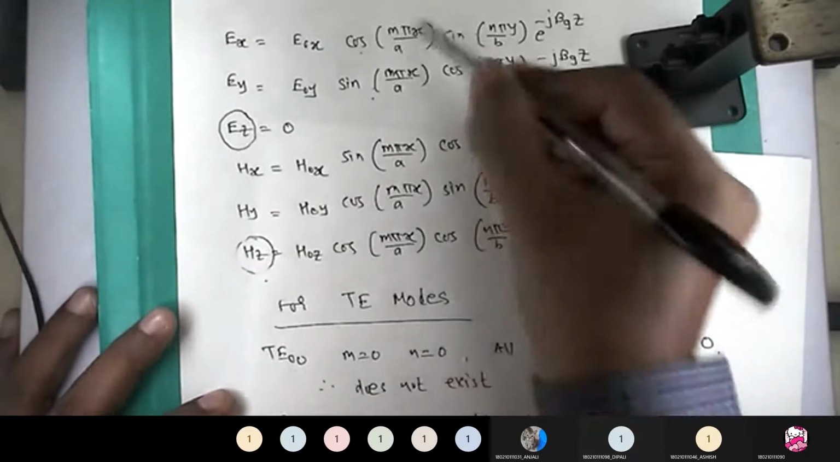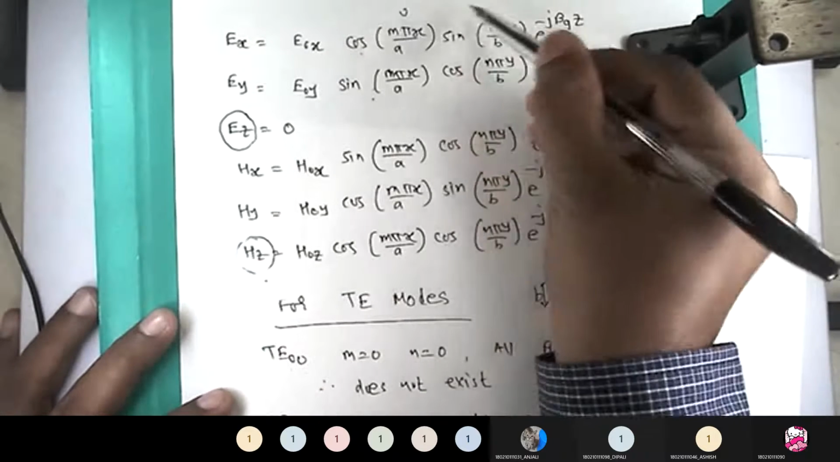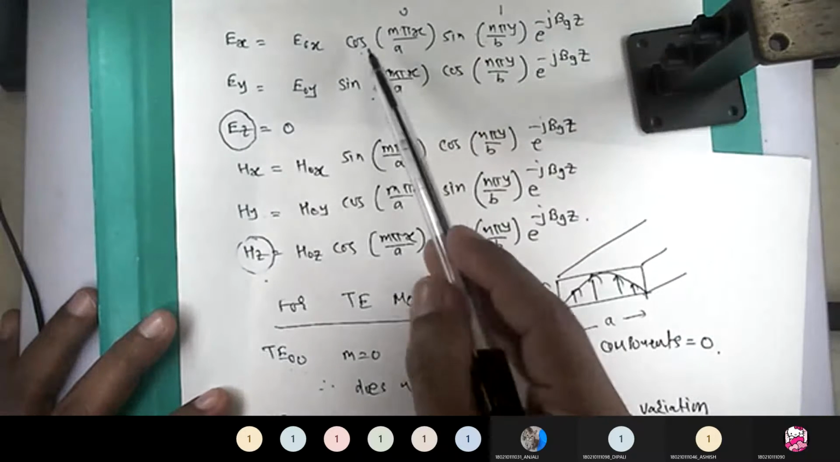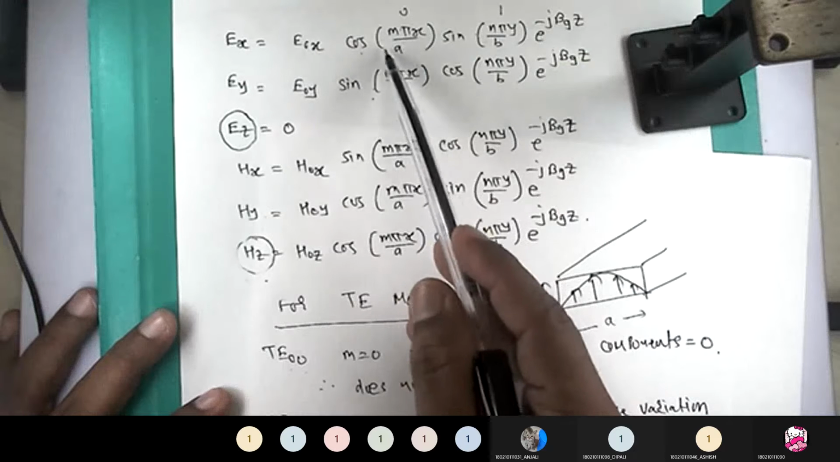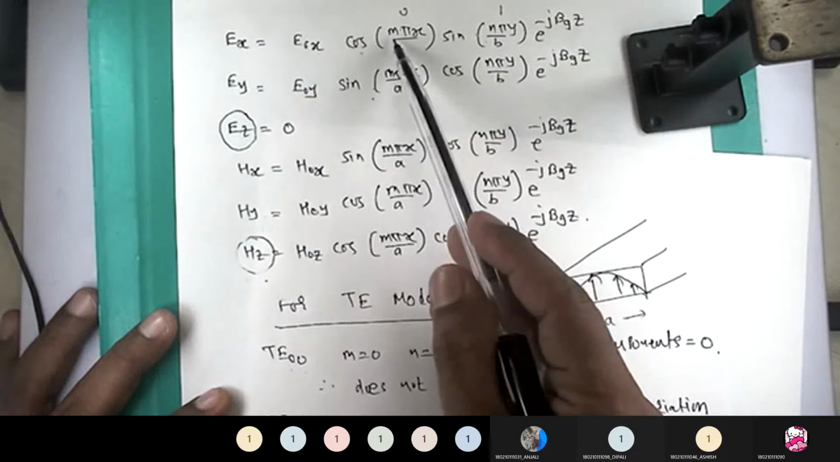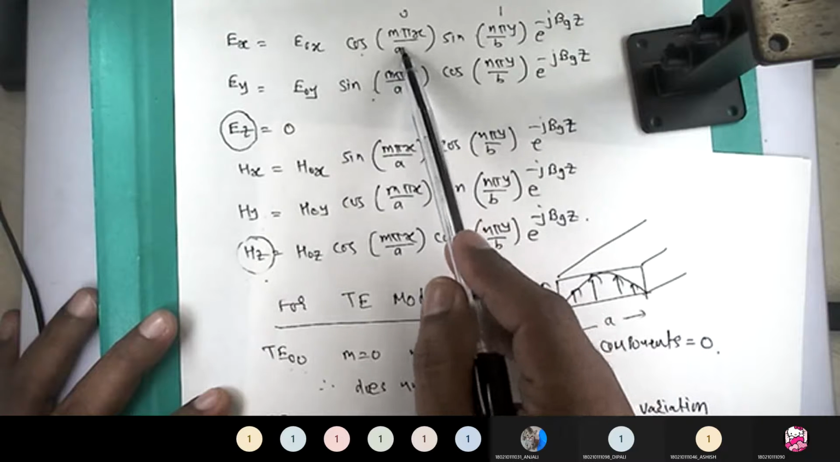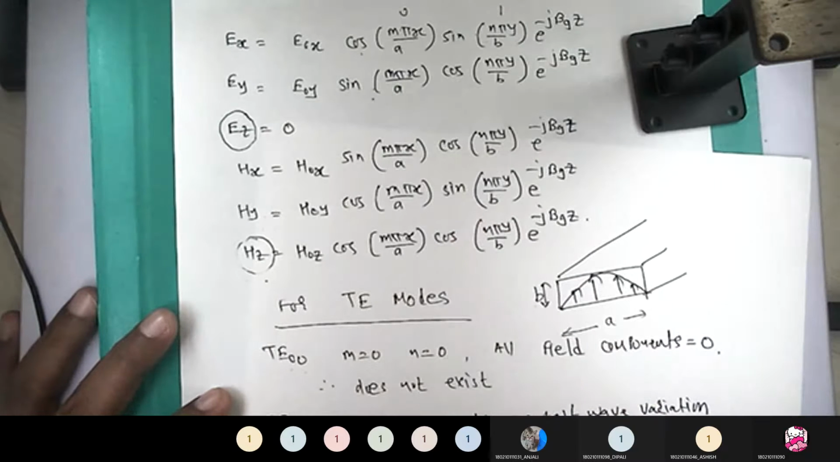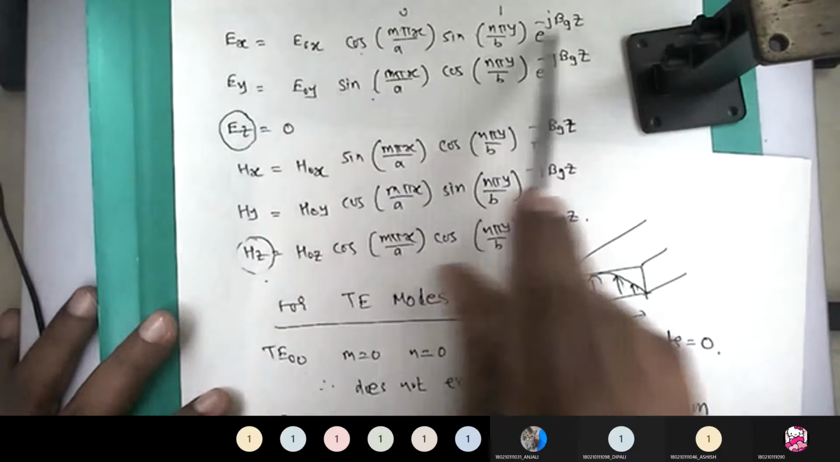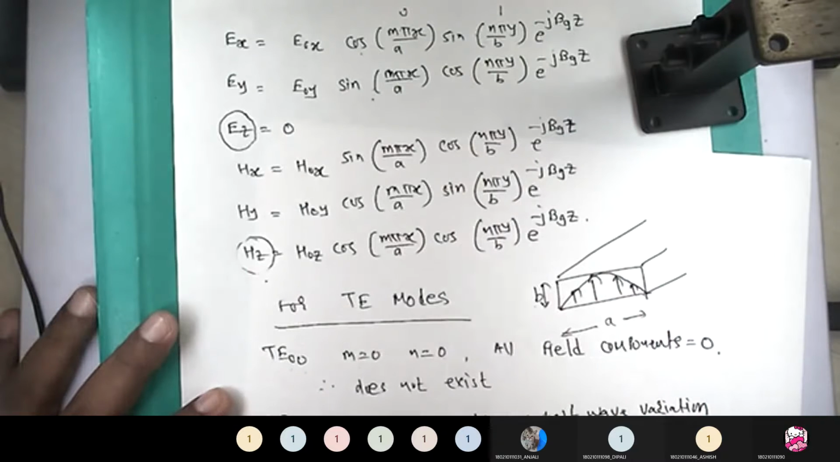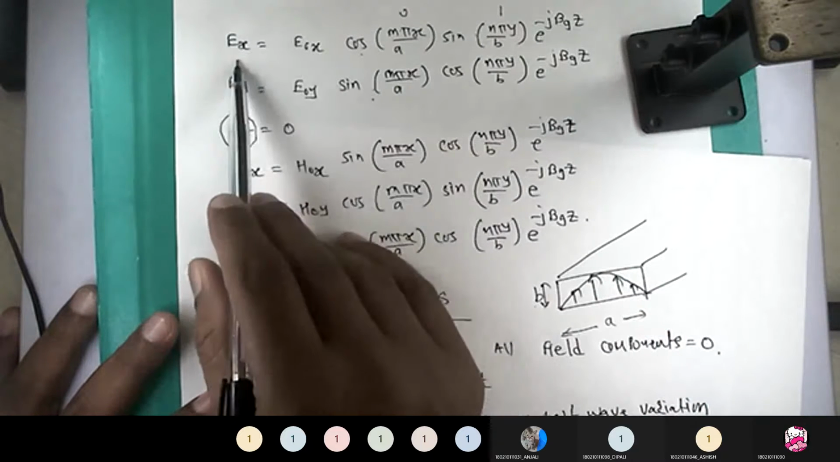So here, if you put m equal to 0 and n equal to 1, it means that here cos 0, so you will get some maximum value, depending upon the a value, you will get some number. So it means that Ex doesn't vanish, Ex is not becoming equal to 0. So I can say that Ex exists.